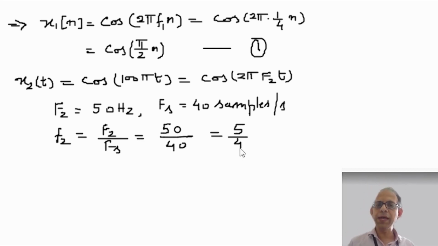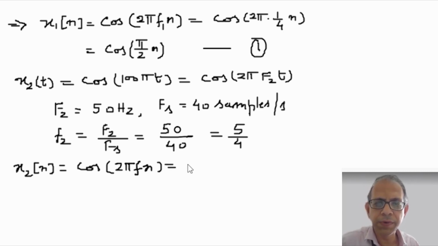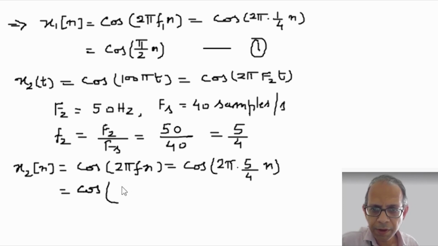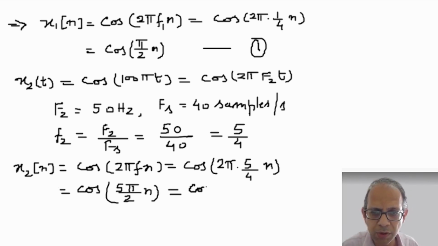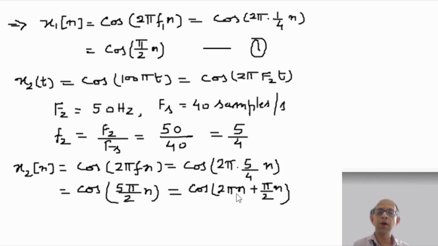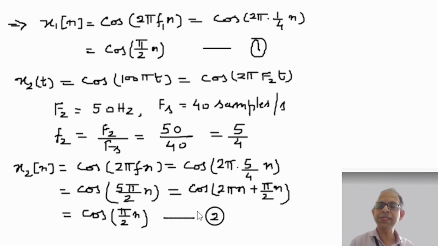Accordingly, the discrete time signal that we get, x2[n], is equal to cos 2 pi f n, equal to cos 2 pi into 5 by 4 n, or that is equal to cos 5 pi by 2 n. Now note that this cos 5 pi by 2 n can be written as cos of 2 pi n plus pi n by 2, and cos of 2 pi n plus theta is cos theta. So what we get is cos pi by 2 n. Interestingly, you see that both x1[n] and x2[n] are exactly the same.